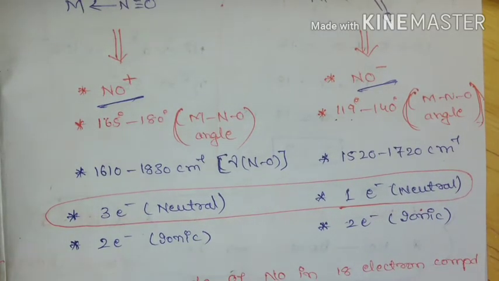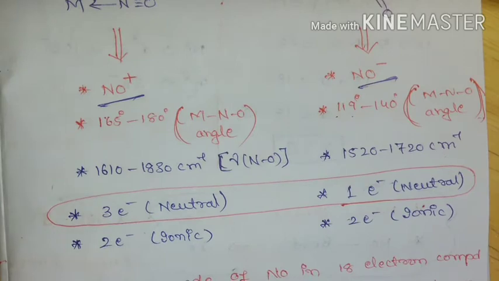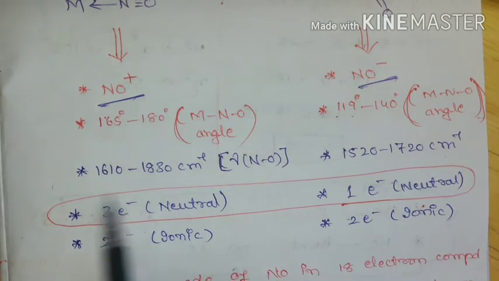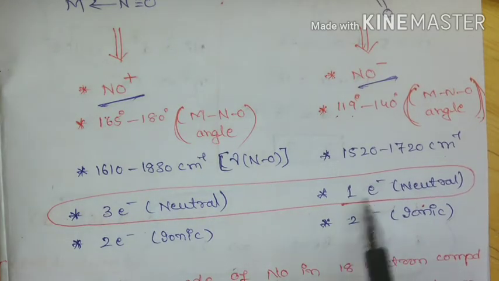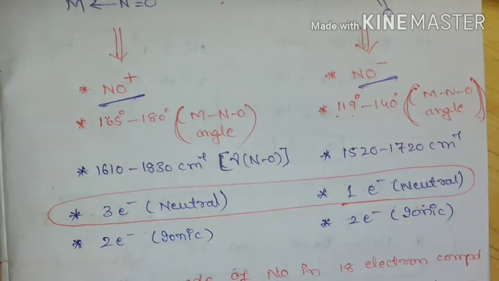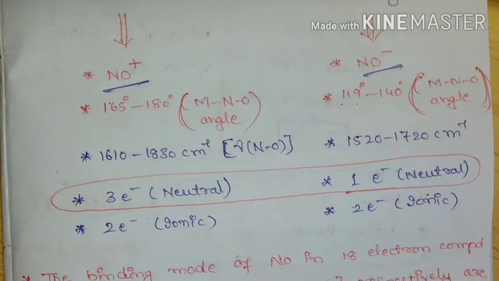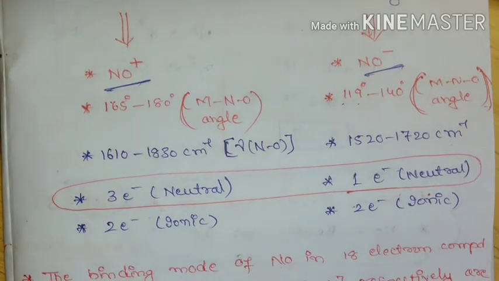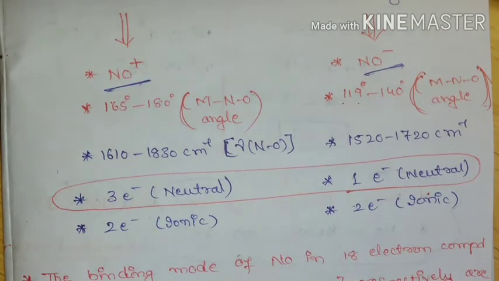And in the case of electron count, especially in the neutral method, linear NO+ is going to contribute 3 electrons, whereas bent NO− is going to contribute 1 electron. That is in the case of the neutral count method. Whereas in the ionic count method, both bent and linear are going to contribute 2 electrons.